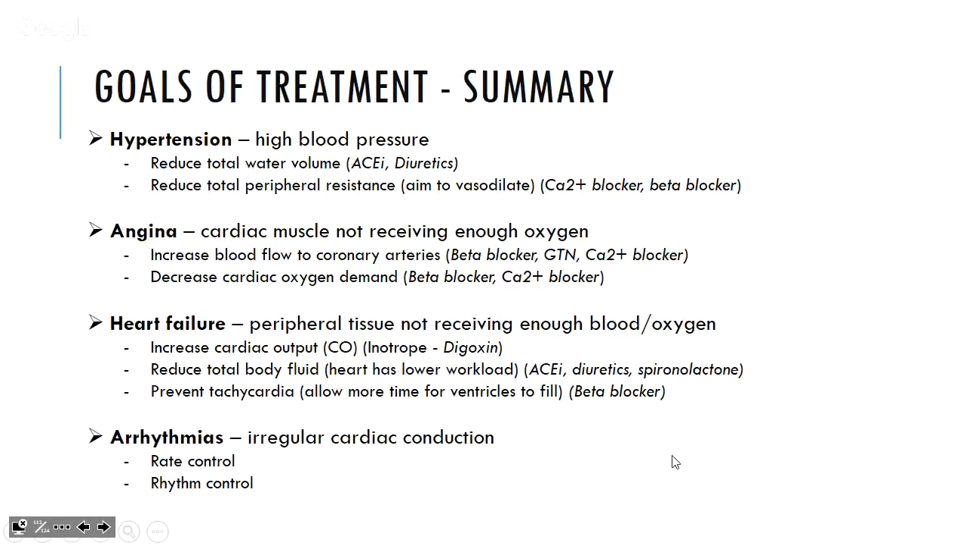So a bit of pharmacology. This is a summary of what you want to treat for each of the conditions. Hypertension, you have high blood pressure. You want to either reduce the total amount of fluid in the body or reduce the resistance of the blood vessels. These are the drugs that can be used for that. Angina is when the cardiac muscle is not receiving enough blood, so you either want to increase blood flow or decrease cardiac oxygen demand. Heart failure, you either want to increase the cardiac output, reduce the total body fluid, or prevent tachycardia with a beta blocker. And arrhythmias will be rate control or rhythm control.